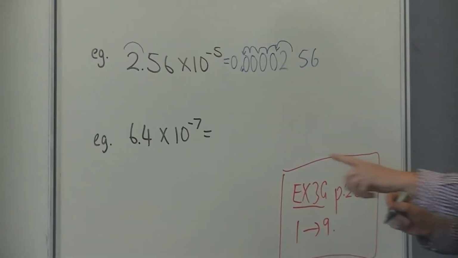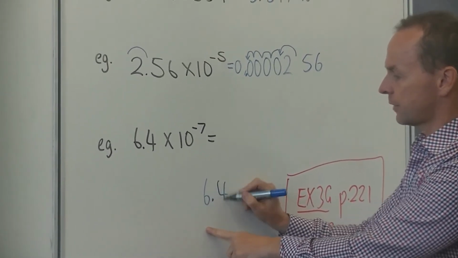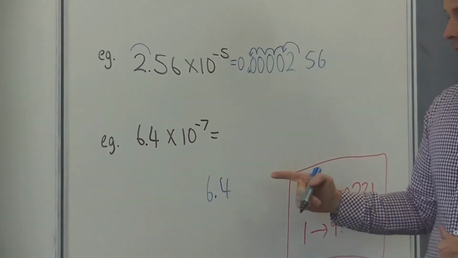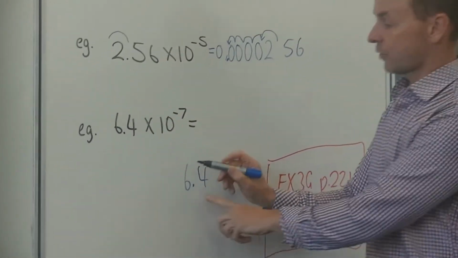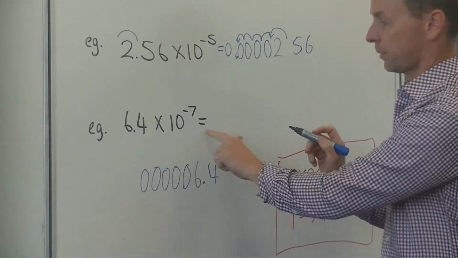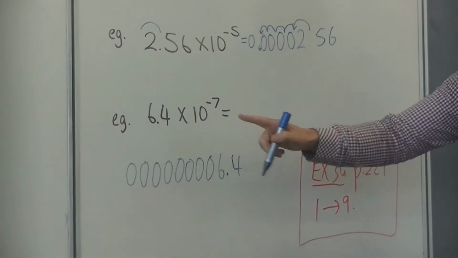And again, we'll do the same for this one. You might need a bit of space, so I'm going to do it here. So it's 6.4. And it's going back 7 decimal places. So it's going to jump 7 to the left. So what do we have to do? Put lots of zeros. I did it on another line, otherwise I'd probably run into this. Doesn't matter how many zeros you put, for now, we'll rub them out in a minute.